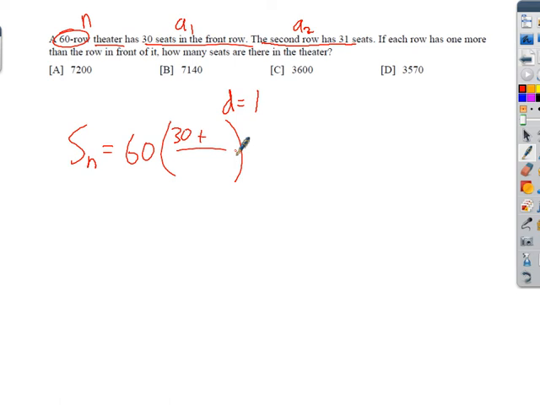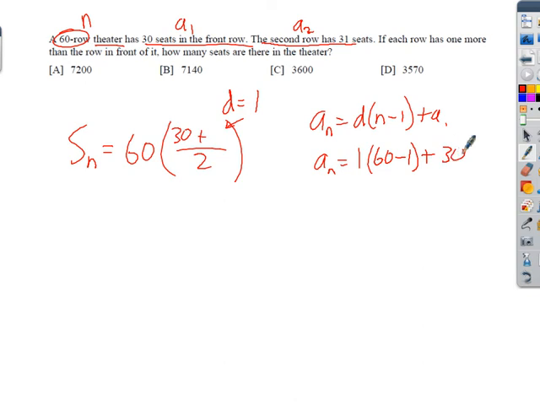That's a sub n equals the common difference times n minus 1, plus the first term. Of course we don't know a sub n, but we want to know it. Common difference of 1. N is the number of rows, that was 60, so 60 minus 1, plus the first row had 30 seats in it. Alright, I want one of those front row seats. 1 times 59 plus the 30, so we get 89. Nice easy math. So 89 is the last row.